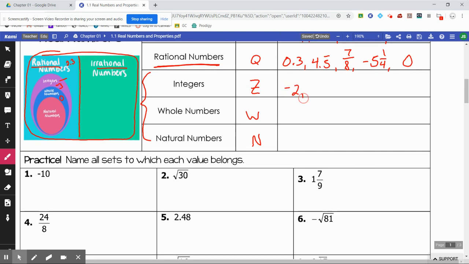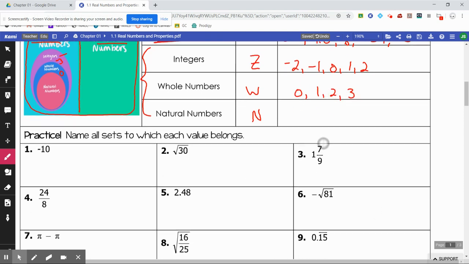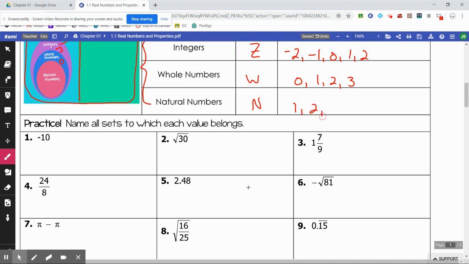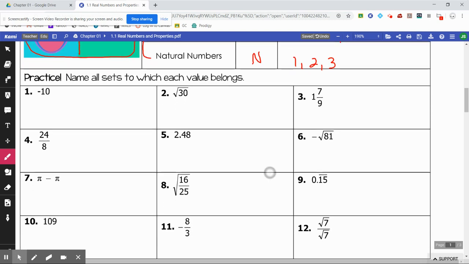And again, the integers, we listed them above. That would be like -3, -2, -1, 0, 1, 2, 3. It goes on forever in both directions. Your whole numbers start at 0 and continue on. Your natural numbers start at 1 and continue on. Okay, so that's all your different sets.